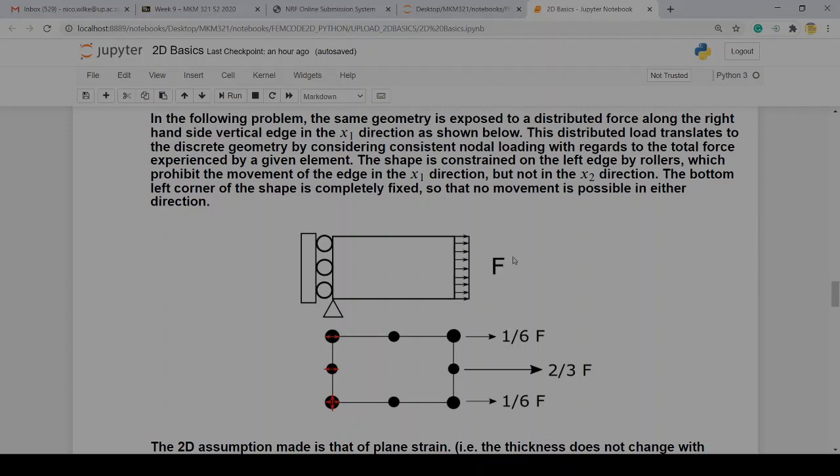Let me just state this again. This F is the total force. It can be distributed over this uniformly in per meter or per meter squared, but the total force is F. That total force splits 1/6 F, 2/3 F, 1/6 F. Same as what we saw for the body force in the quadratic 1D element.